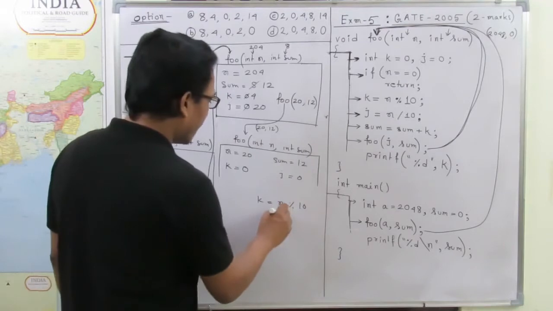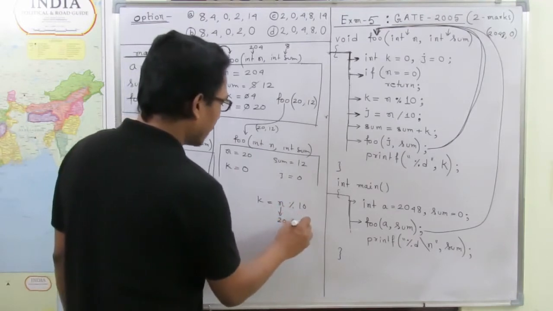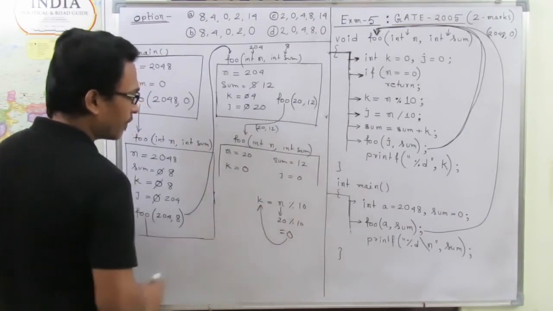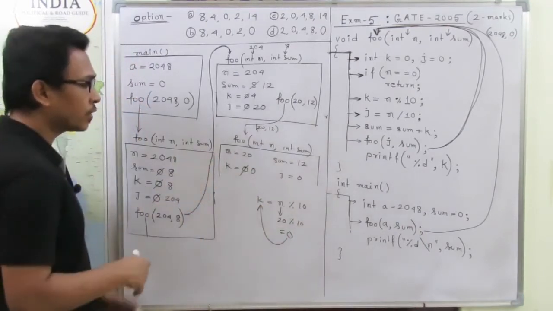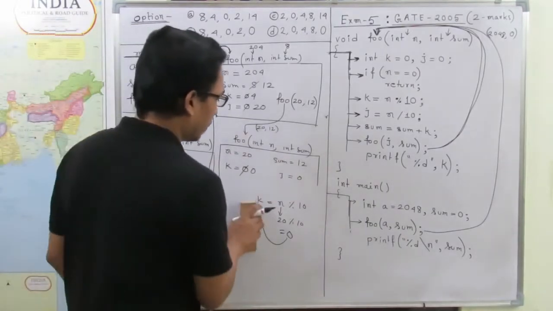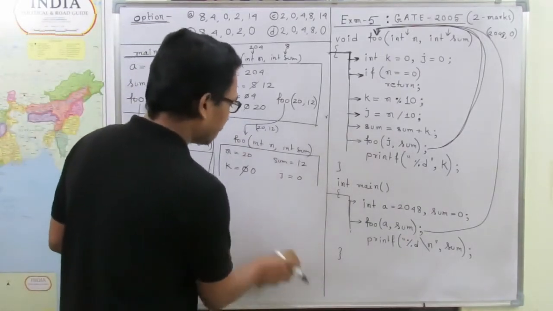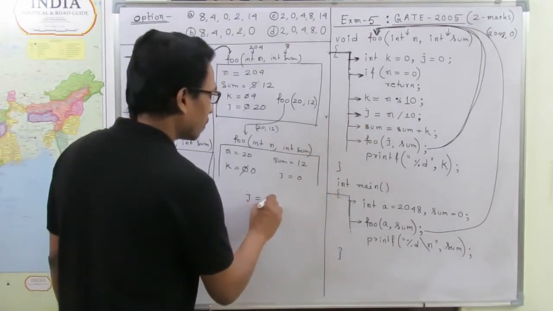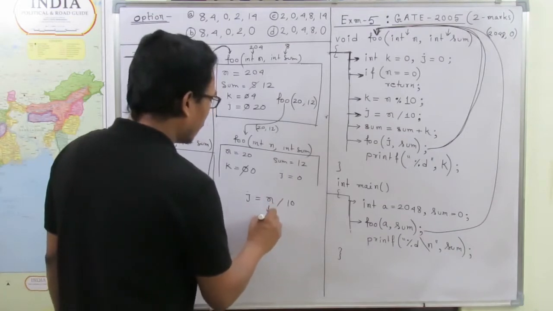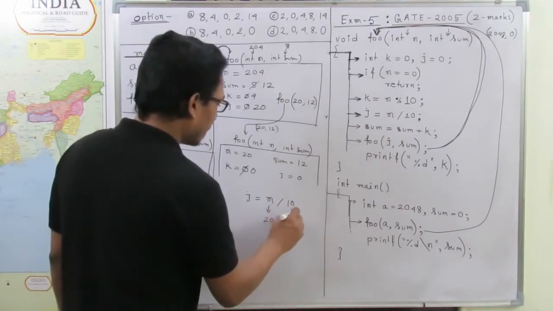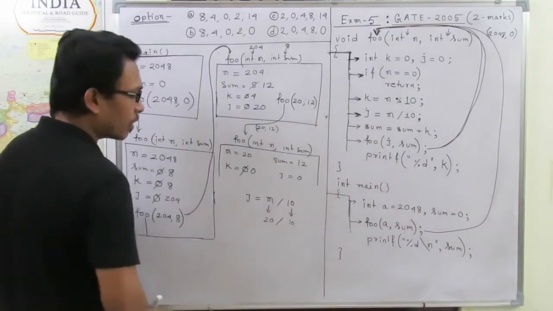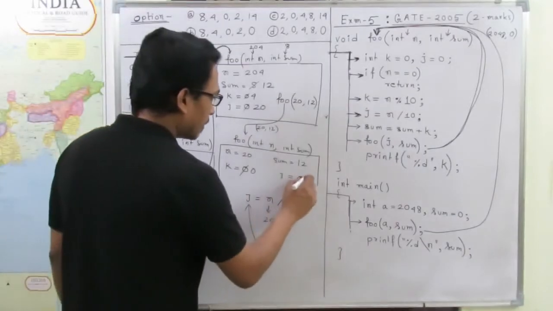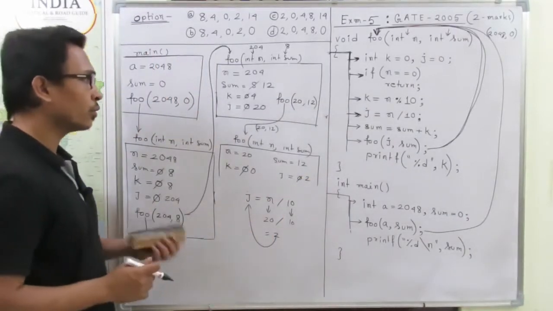So what is the value of n? The value of n is 20, modulo 10. So what will be the remainder here? The remainder will be 0. Now this 0 will be stored in the variable k, so k will again hold 0. Now the next instruction is j equal to n divided by 10. Again the value of n is 20, so 20 divided by 10, what will be the result? The result will be 2. Now this 2 will be stored in the variable j, so the value of j will be updated to 2.